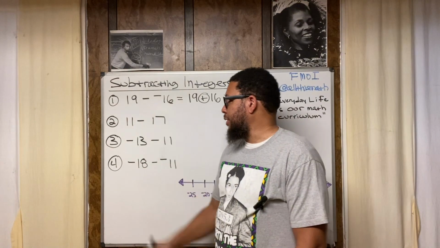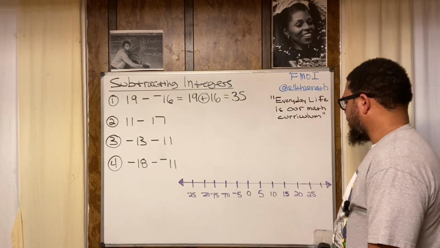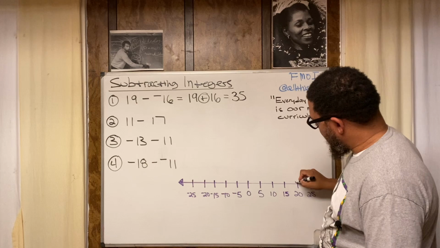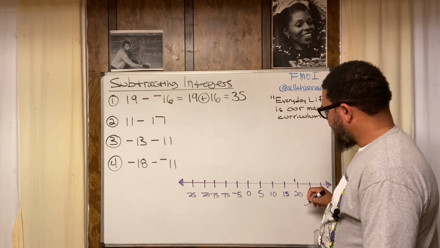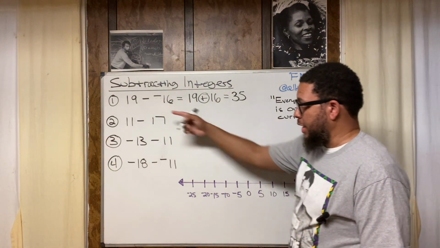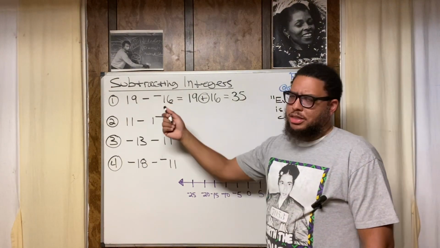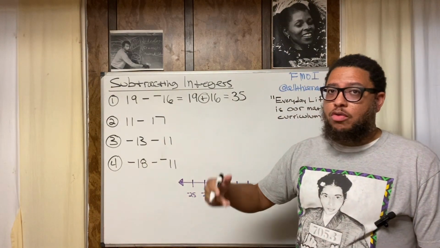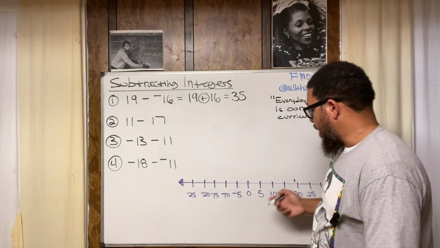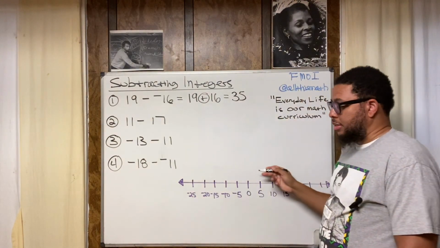After you simplify the expression, you could still use the number line, because what you're doing is you start at 19, which is around here somewhere, right? And then since I'm subtracting, I'm moving to the left. But what am I subtracting? I'm subtracting a negative 16. That means I have to do the opposite of what I would typically be doing. I would typically be going 16 spaces to the left.